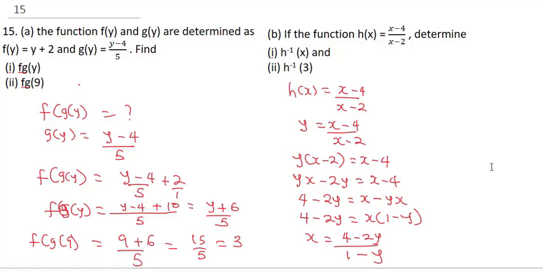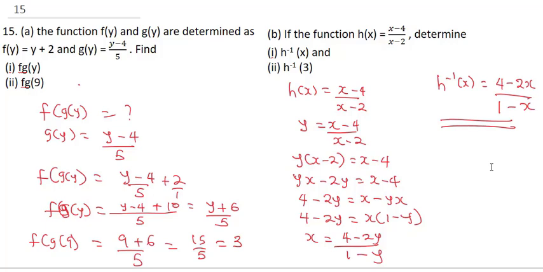So having solved this, all you need to do is to replace y with x and x with h inverse of x, and the answer is, instead of having 2y there, you will now replace it also with x, which will be 4 minus 2x over 1 minus x.